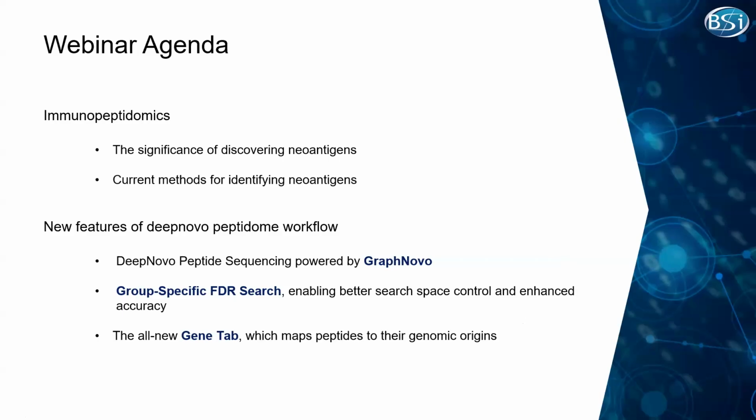In the new features, we have improved our de novo sequencing capabilities with the GraphNovo algorithm, and we have group-specific FDR search features designed to enable better control over the search space. And we also added a powerful new tab that allows you to visualize the origin of the identified peptides, directly linking them to their corresponding genes.